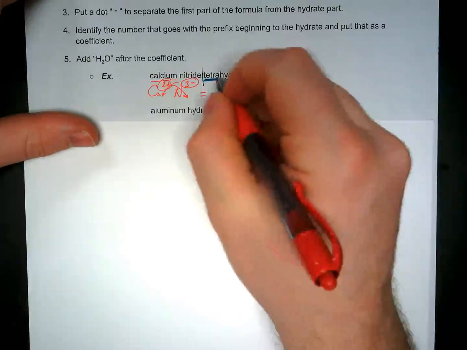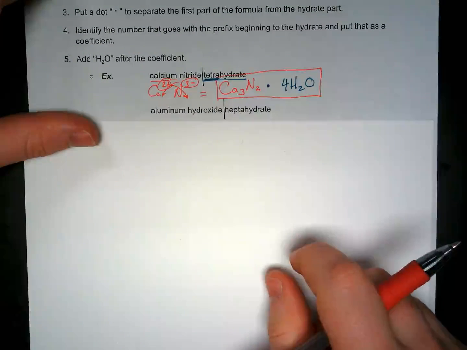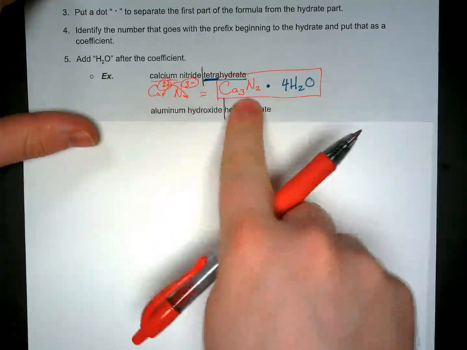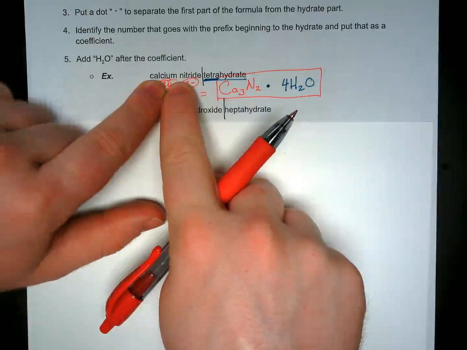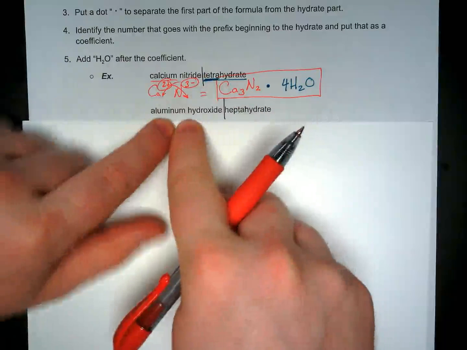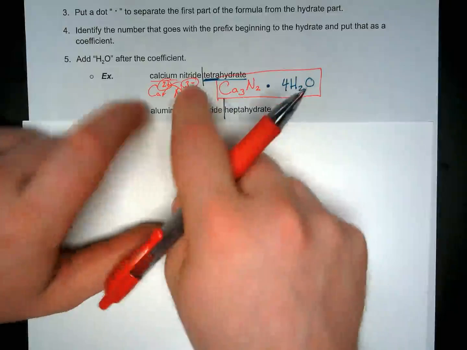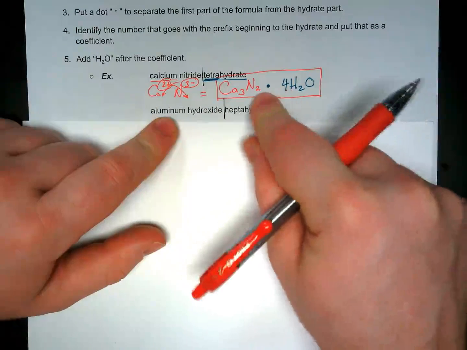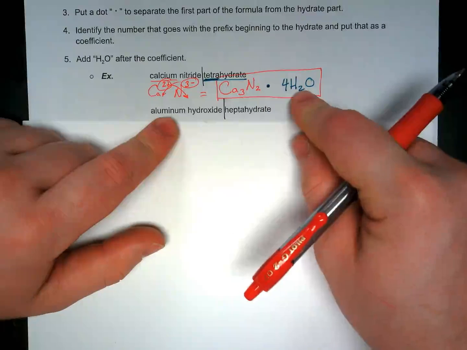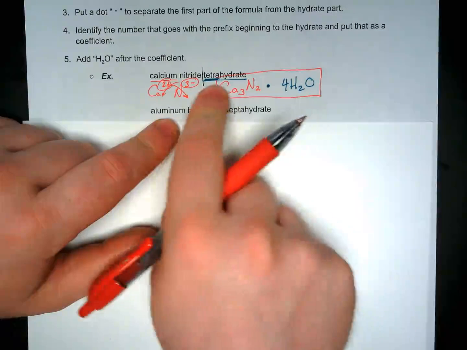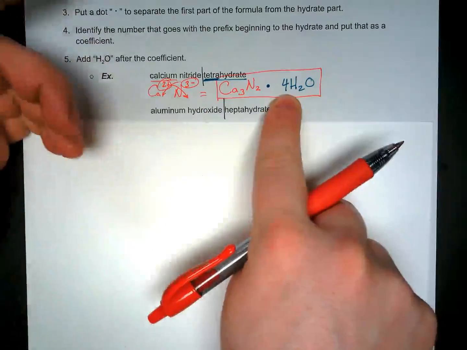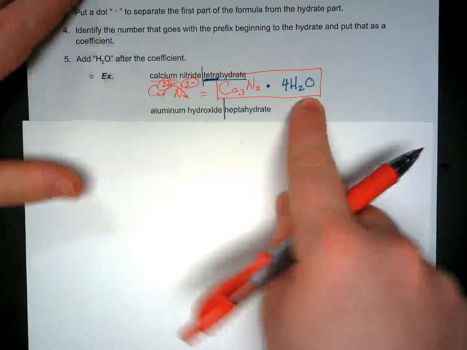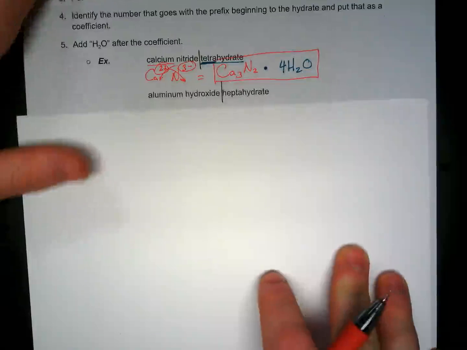It's as simple as that. And then this is our full answer here. So again, this is the first part. That's what I'm referring to, the calcium nitride, and for this guy down here, aluminum hydroxide. This is our first portion, right here. And then our dot, and then the incorporated water, so tetrahydrate. Tetra meaning 4, hydrate meaning water, H2O. It's that simple. So let's look at the next one, aluminum hydroxide.